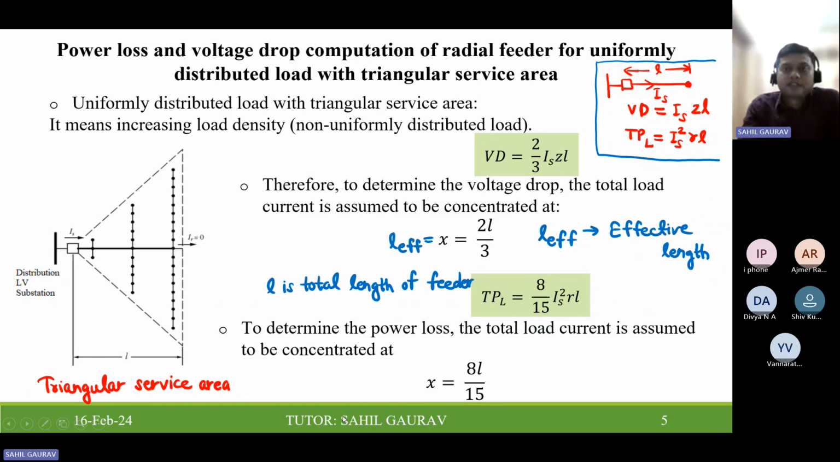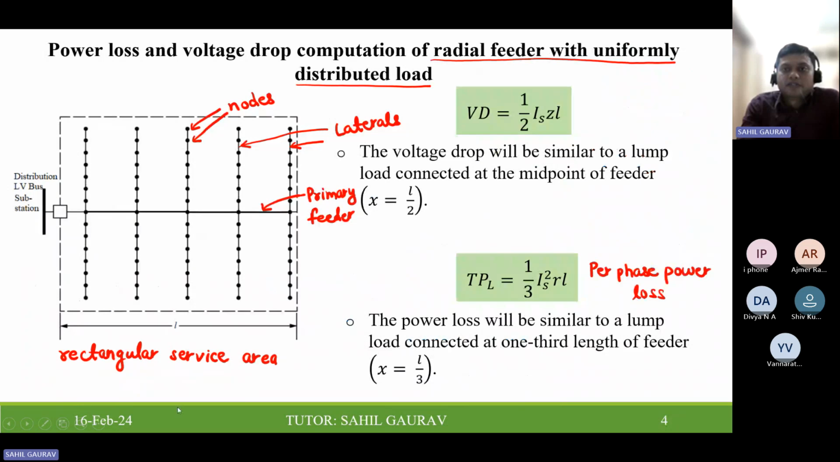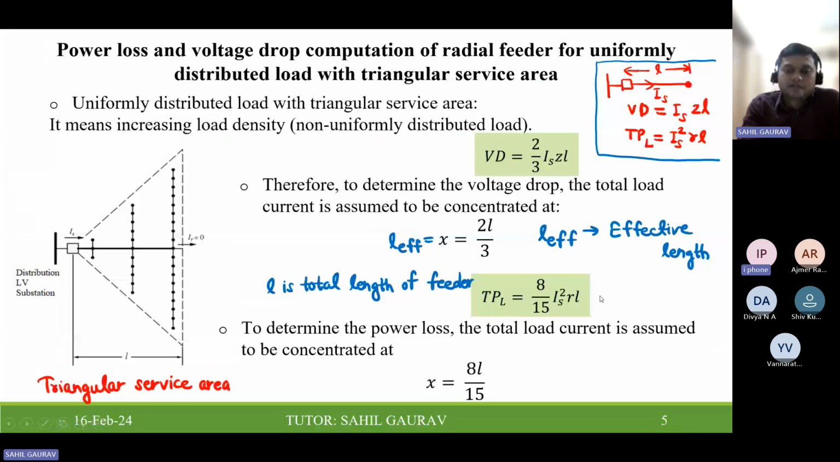In this previous slide, we have seen this primary feeder with uniformly distributed load, where the voltage drop and total power loss expressions are given. And for the triangular service area, we have this voltage drop and total power loss. Does anyone have any doubt till here? Yeah, sir. That means in the triangular area, we are considering 2L by 3 effective for the voltage drop, and in the square area we are considering 1 by 2. Yes, correct. Very good.